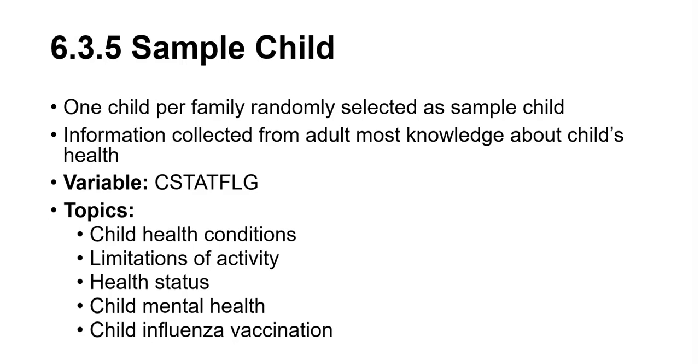Section 6.3.5, Sample Child. Similar to the sample adult file, one child per family is randomly selected as a sample child. Information is collected from an adult who is most knowledgeable about the child's health. Similar to the sample adult file, the sample child is identified in the person file with a child stat flag. Topics in this section include child health conditions, limitations of activity, health status, child mental health, and child influenza vaccinations.